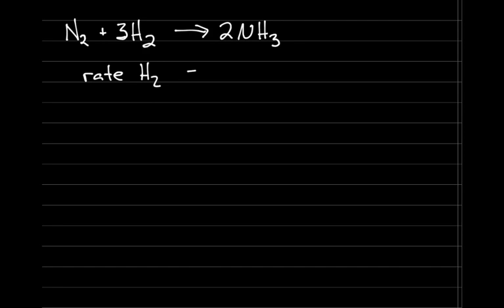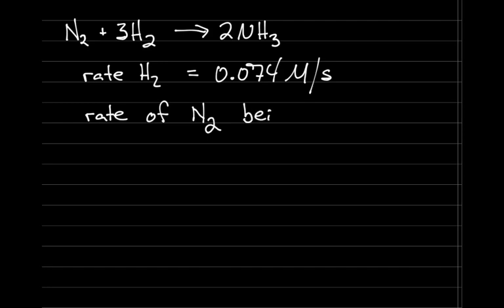All right, let's try this real quickly. Let's say we had nitrogen gas plus hydrogen gas producing ammonia. And we know that the rate of disappearance of hydrogen gas is 0.074 molar per second. What we want to know is the rate of nitrogen gas being used.